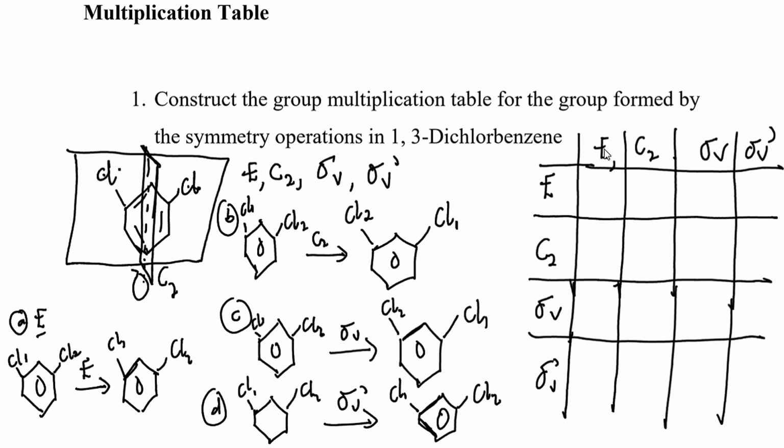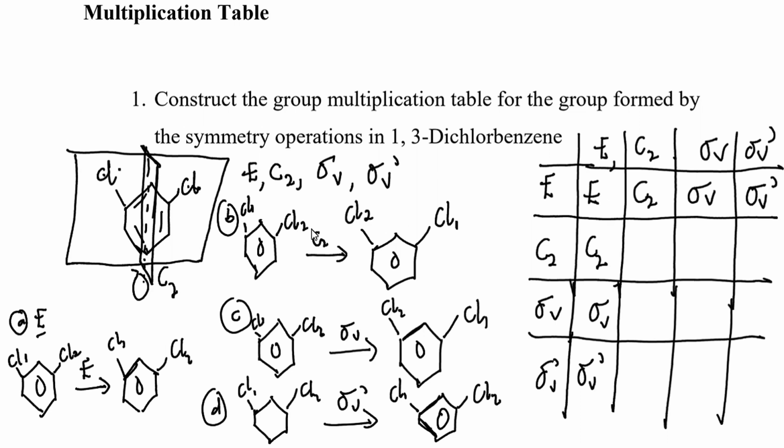So when we carry out identity multiplied by identity, we have identity. Identity times C2 gives C2, identity times sigma V gives sigma V. Anything times identity gives that same value. So for this side also, we have C2, sigma V and sigma V prime. Now let's look at multiplication of C2 and C2.